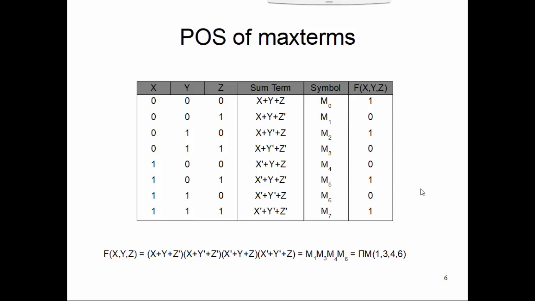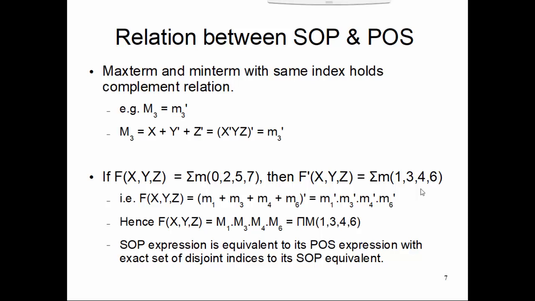So at this point, let's try to investigate the relation between the max terms and the min terms. The claim is this: max term and min term with the same index hold the complement relation. What I mean is capital M3 has an inverse relation with small m3. So max term 3 equals inverse of min term 3. We can easily prove it.